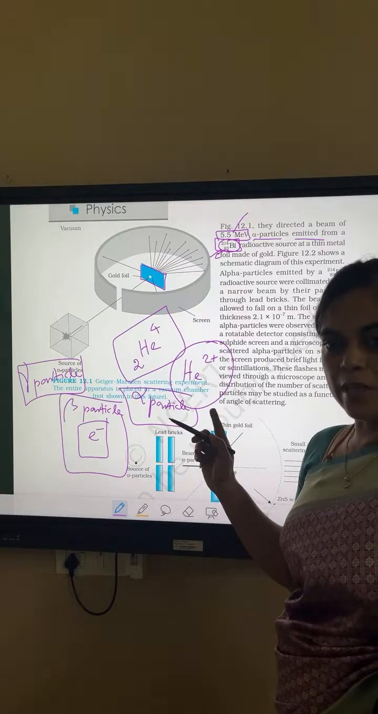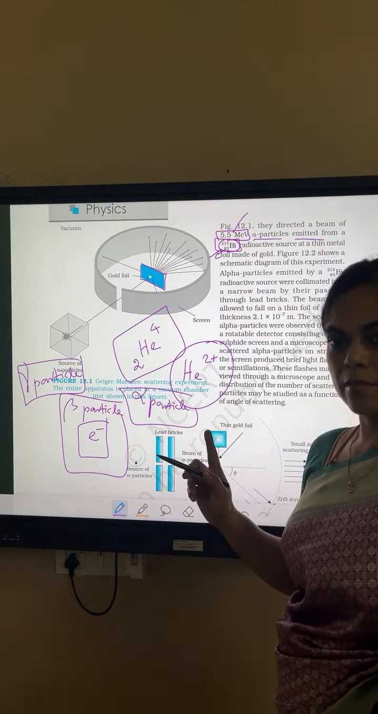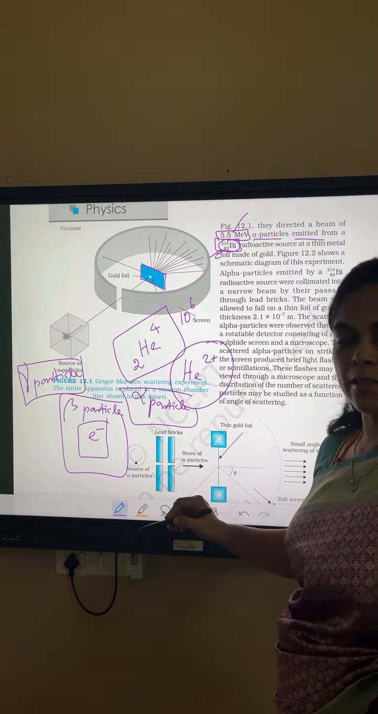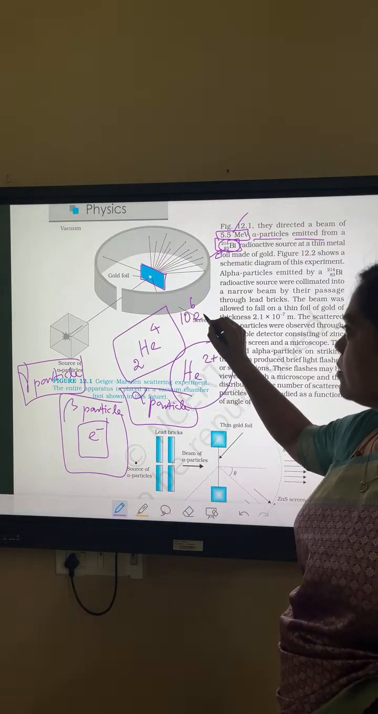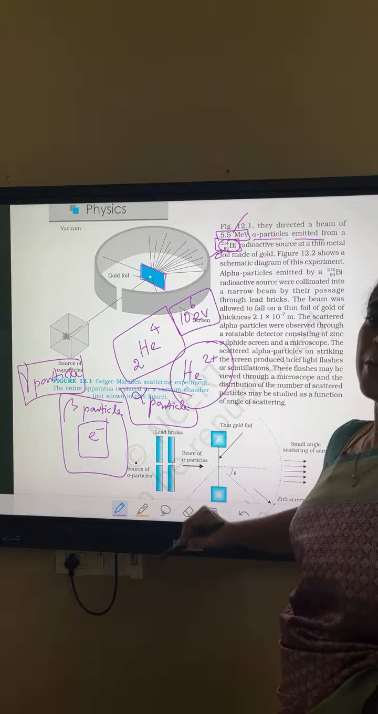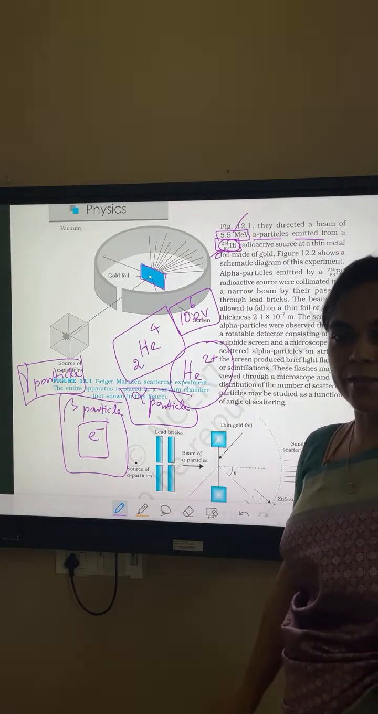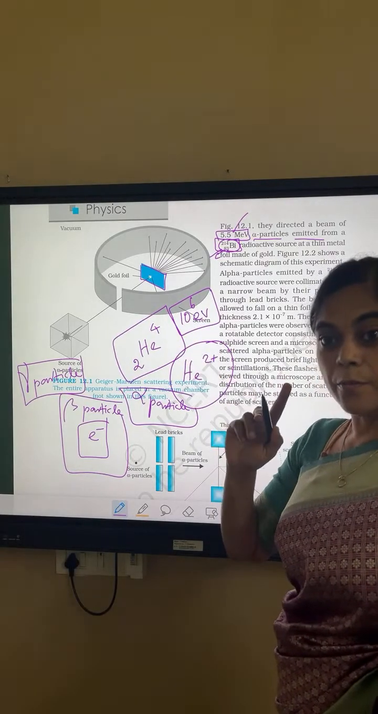It is not micro, it is million. What is a million? 1 million is 10 lakhs, so 10 power 6. 10 lakhs means 10 power 6. 1 lakh is 10 power 5, that is 1 lakh, 1 followed by 5 zeros. So 10 power 6 electron volt is 1 million.